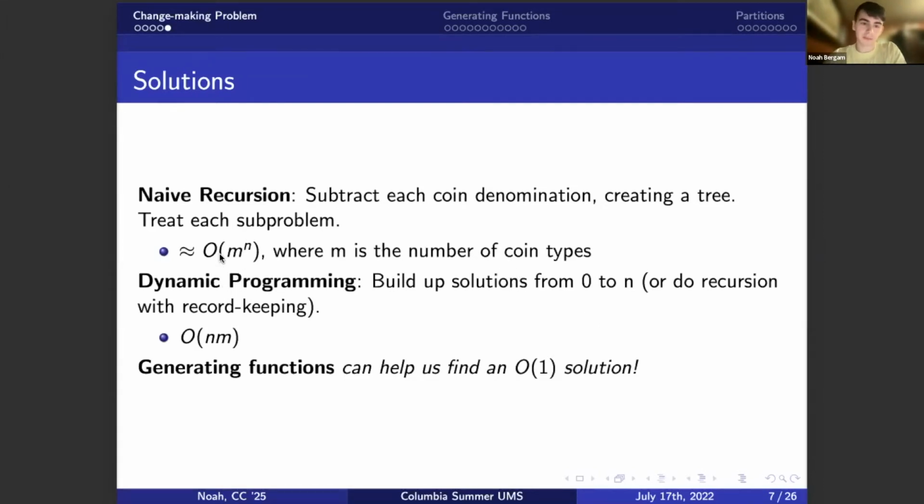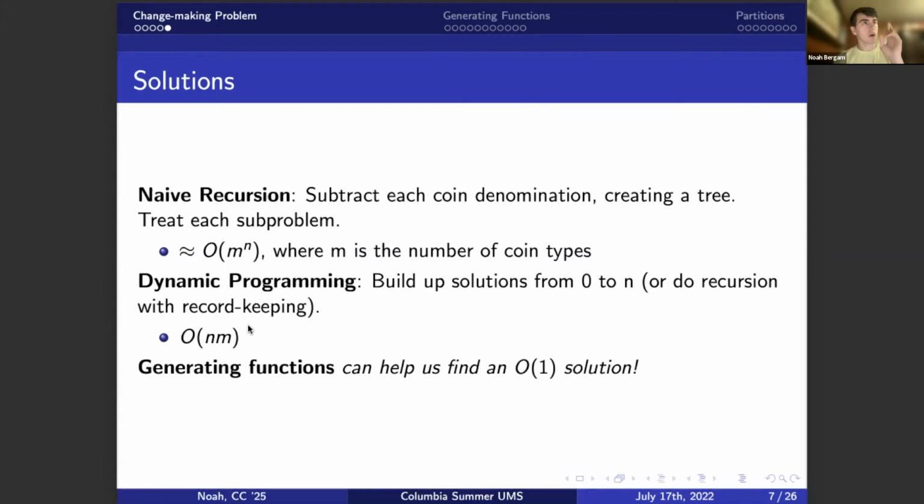If you think about this in terms of big O notation, it's O of m to the n, where m is the number of coin types. That's because m is the number of branches you're creating in the tree at every step. And an obvious solution, if you're familiar with algorithms, is to introduce some kind of dynamic programming, some kind of record keeping, where you build up your solutions from 0 to n, or you do this kind of recursion technique, except you make sure you memoize when you've done something before. The issue with this recursion is that you repeat a lot of the subproblems again and again, but with dynamic programming, you can cut that out.